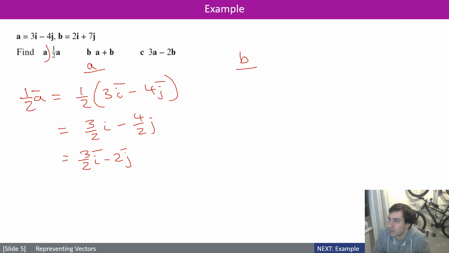Okay, part B, we're doing A plus B. So that's 3i minus 4j plus 2i plus 7j.